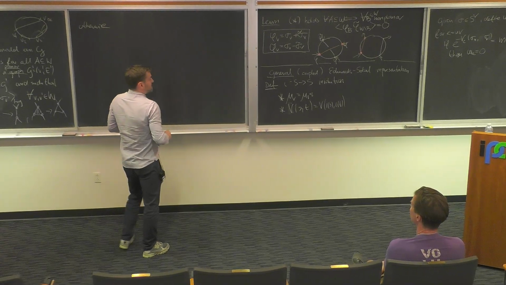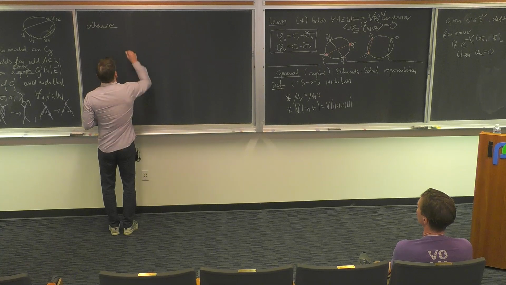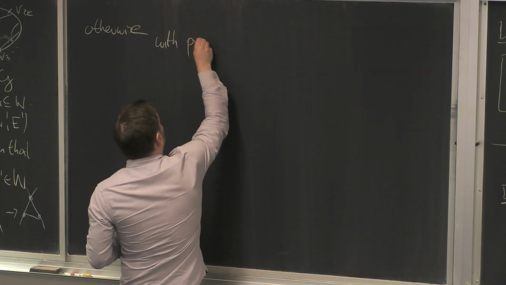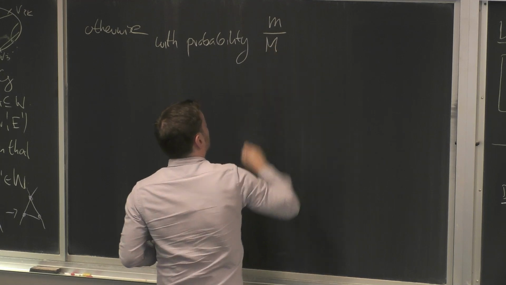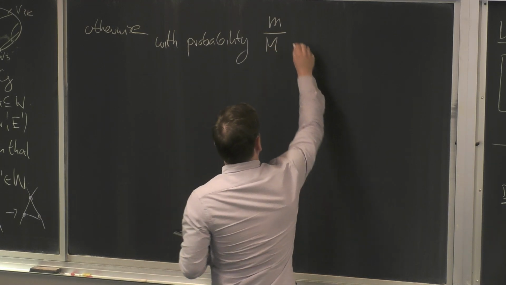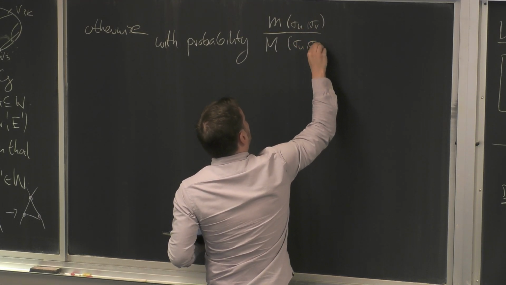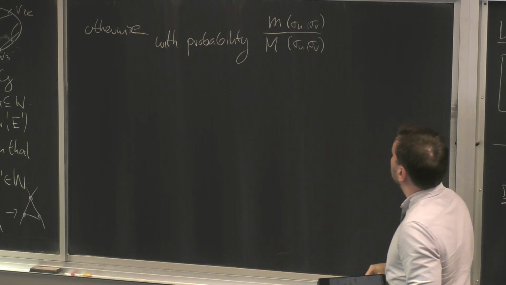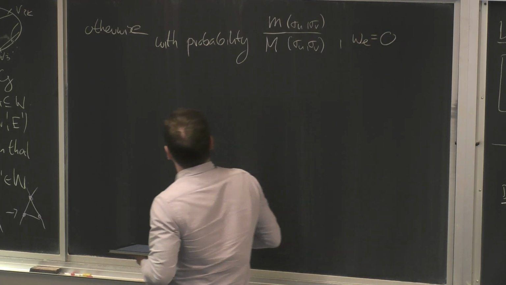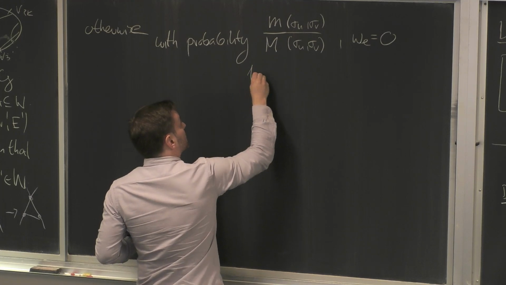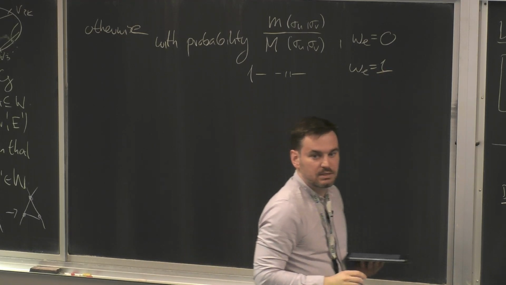Otherwise, this thing is the maximum, and I toss a coin. With probability little m over capital M, depending on these two values of spins, where the capital M is the maximum, I declare it closed again. With probability 1 minus that, this is open. So the last case is where I have open.